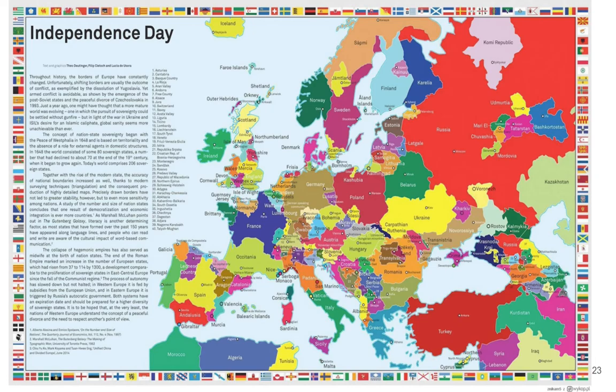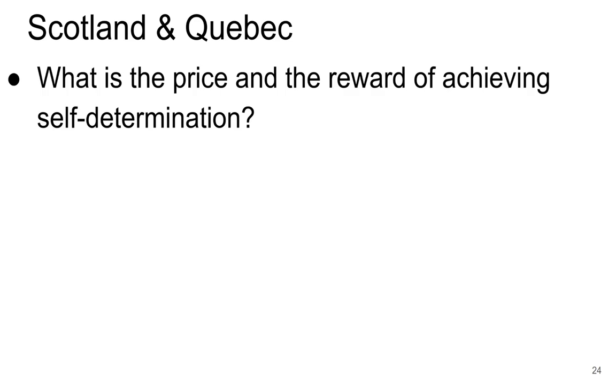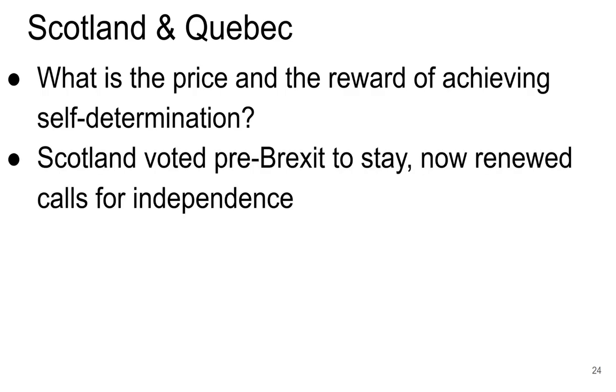I apparently found many of these maps. So Scotland and Quebec are two areas that have been going back and forth culturally about independence for some time now. So what's the price and the reward of achieving self-determination? Like, yeah, congratulations, now you've got the ability to control all of your own affairs and you're not dependent or subservient to a central government. That's the good news, but it could also be bad news.